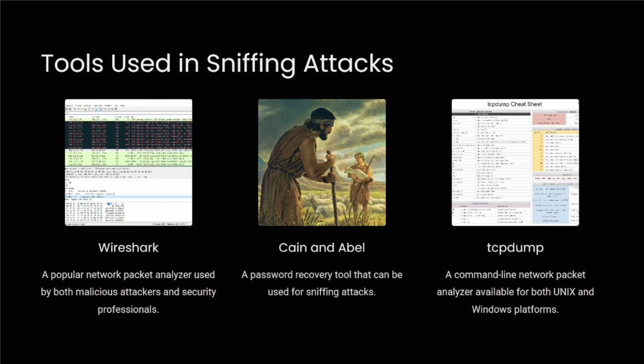What are the tools which are used for sniffing attacks? Firstly, we have Wireshark, which helps us capture all the packets. Then we have Cain and Abel, a password recovery tool that can be used for sniffing attacks. Then we have tcpdump, a command-line packet analyzer, where we can analyze the packets. Out of them, the most powerful one is Wireshark, where we can analyze the packets.